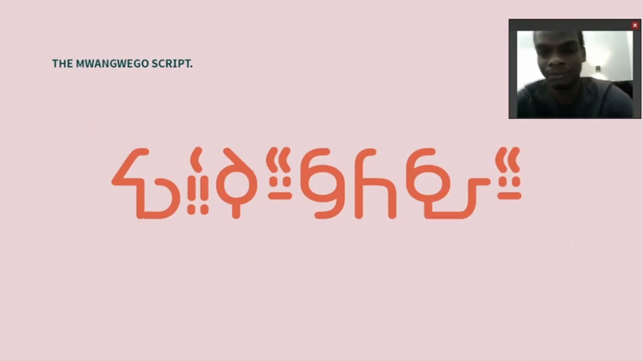Currently it's not yet encoded into the Unicode Consortium, so people are still working on it. Actually, there's a proposal that was written by Michael Everson on the Mwangwego script so that it can be encoded, and he is working with Mr. Mwangwego and several other people that are working on the project, so that the Mwangwego script can be encoded into the Unicode Consortium. So that's pretty good progress there.